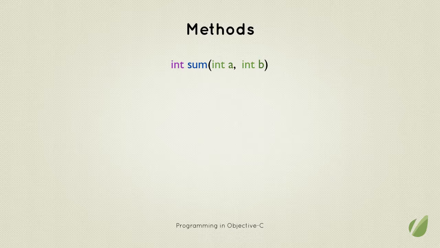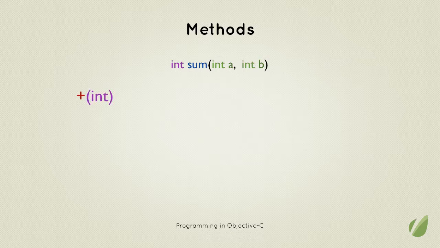Now let's take a look at the same prototype written in Objective-C. At first you need to specify whether the method is an instance method or a class method. You do that with the minus or plus symbol. The minus for instance method and the plus for class method. For this example, let's say we need a class method, so we write a plus. Then we specify the return value between parentheses.